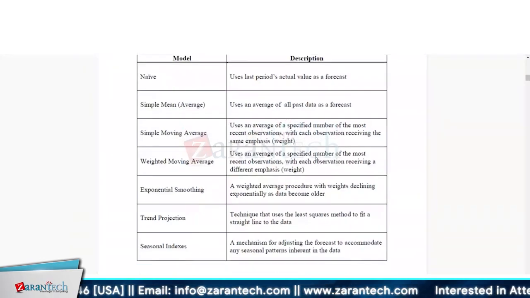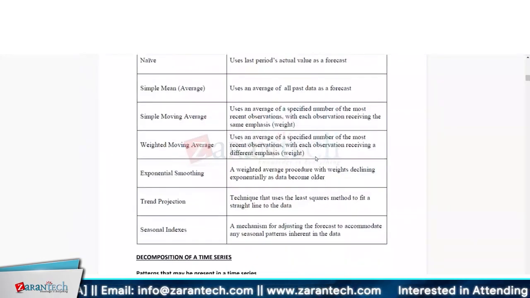Then we have weighted moving average. So weighted moving average basically uses an average of a specified number of the most recent observations, with each observation receiving a different emphasis or a weight. So basically, the most recent data gets a maximum weight, and less recent data will get a little less weight. So that is called a weighted average method.